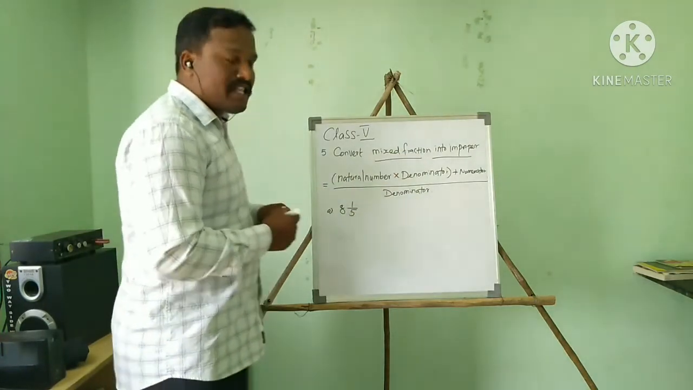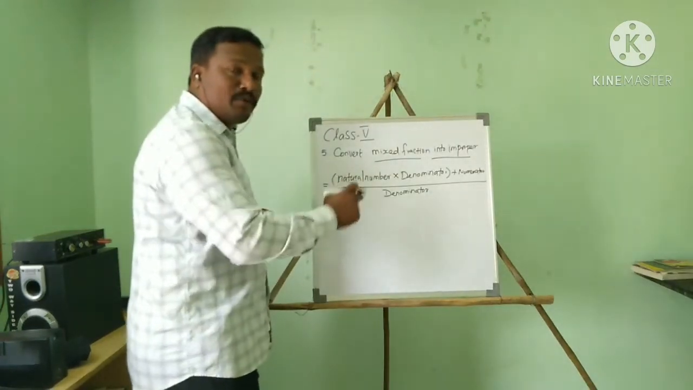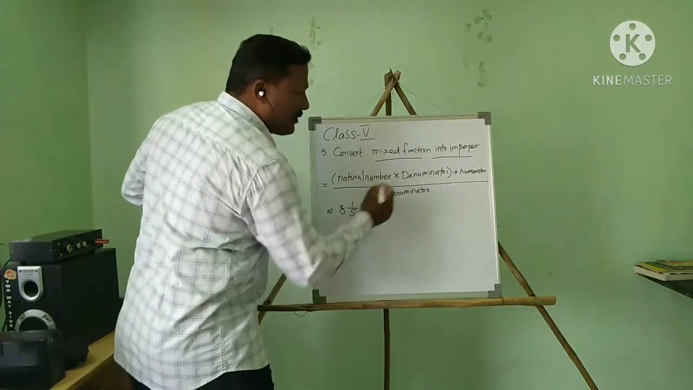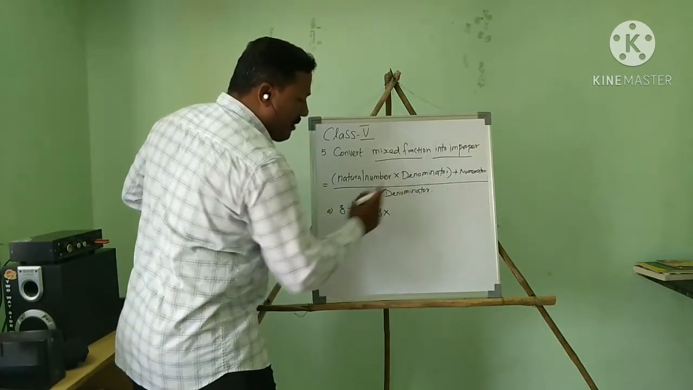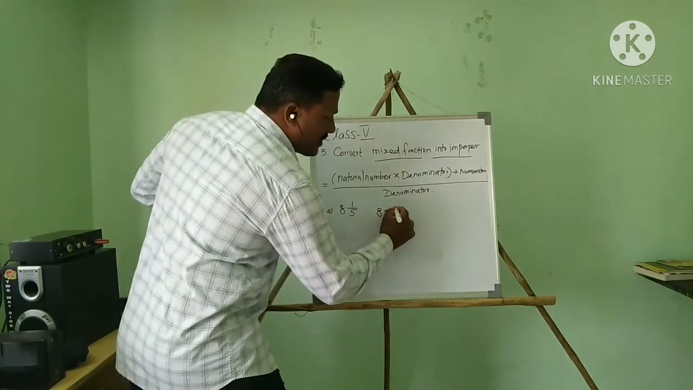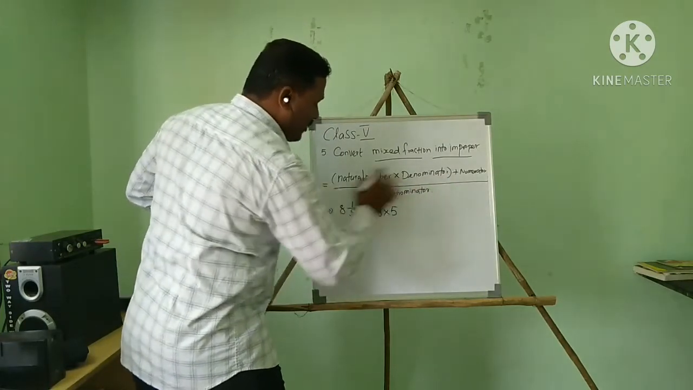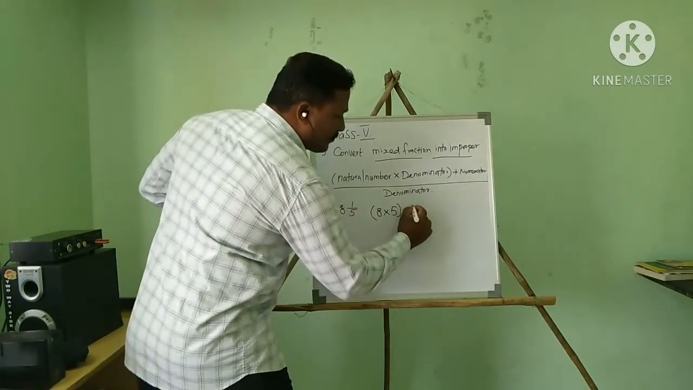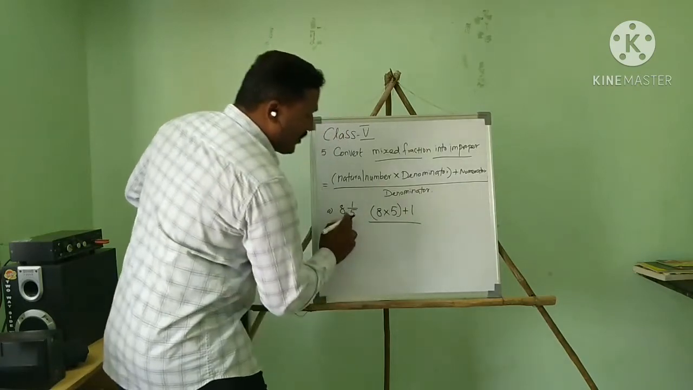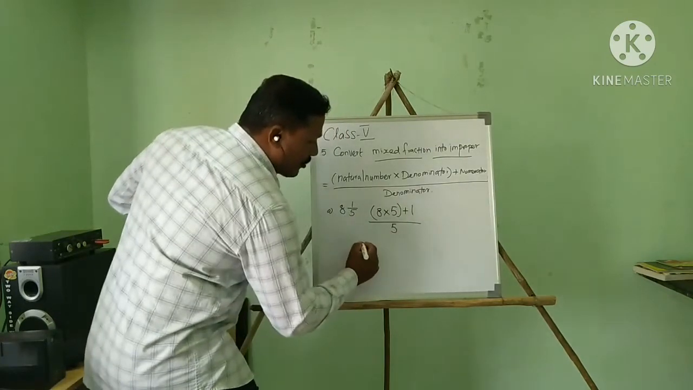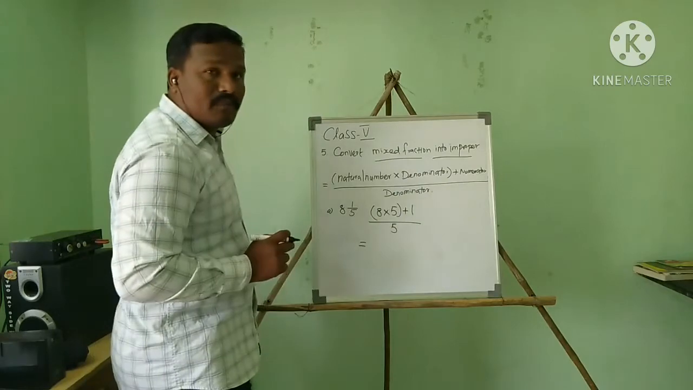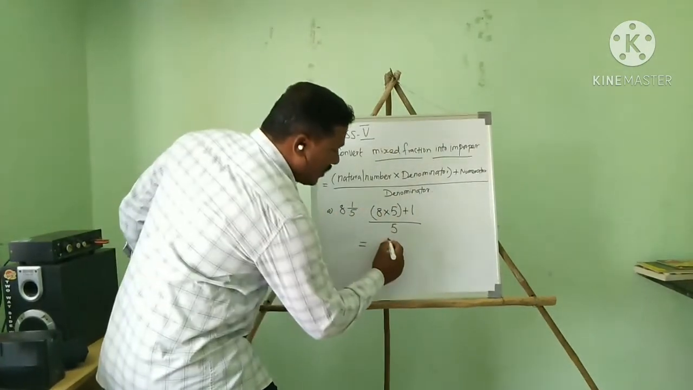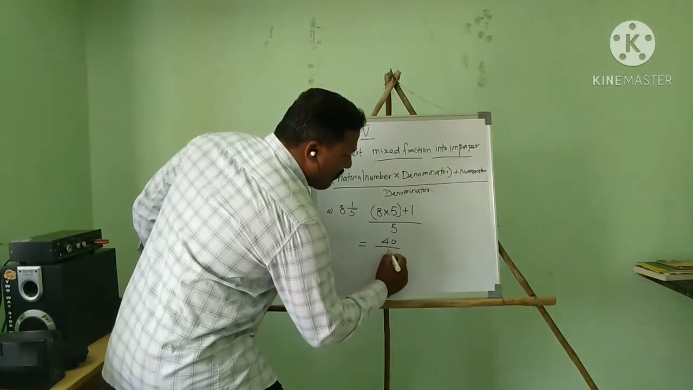I will do it step by step. As per the rule, I will put in all the values. Natural number 8 multiplied by denominator 5, so 5 is the denominator, close bracket, then plus symbol, numerator 1, then the whole divided by denominator 5. Now, 8 fives are 40. 40 plus 1 is 41. So 41 divided by 5.